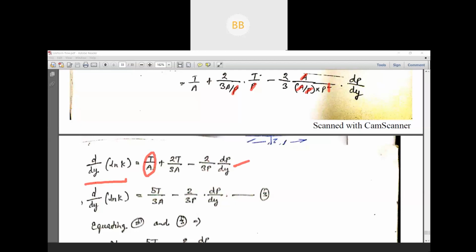So this is also t by A, and this is also 2 by 3 t by A, so we are going to add both, and we will get 5t by 3A. Other terms remain the same. And we consider this equation as number 3.